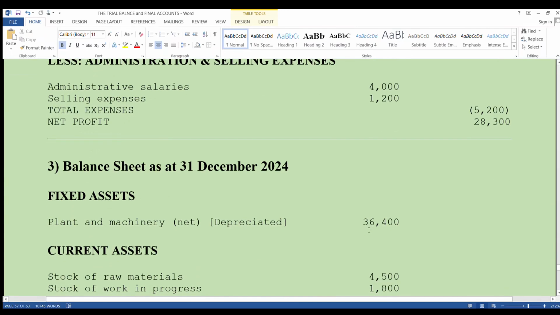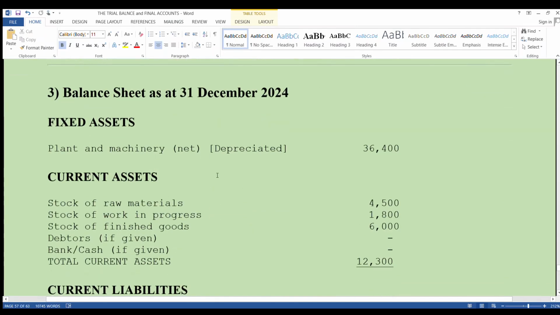Next, you go to the balance sheet. In the balance sheet, you start with fixed assets, which are going to be plant and machinery. The figure that has to be indicated there is the net figure. That is, if your plant and machinery cost 20 kwacha and they have depreciated by 2 kwacha, you have to subtract 20 minus 2 to get 18. The 18 is the one you're going to include here.